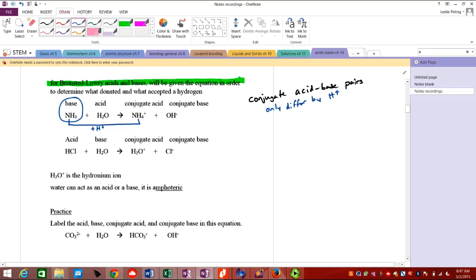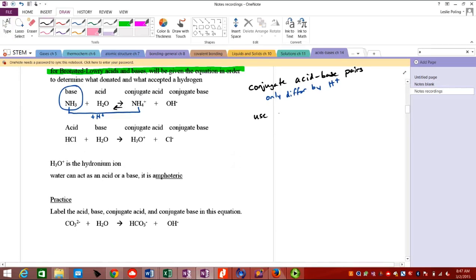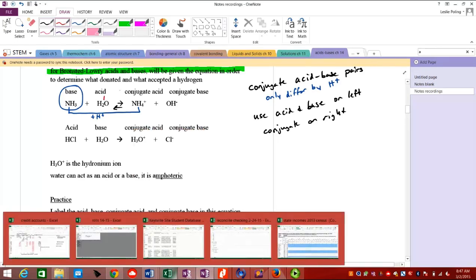Now, if we were to go backwards, NH4+ going to NH3, it's now donating a hydrogen, which is why it's an acid. We use the terms acid and base on the left of the equation, conjugate on the right. So we look, H2O is partnered with OH minus.